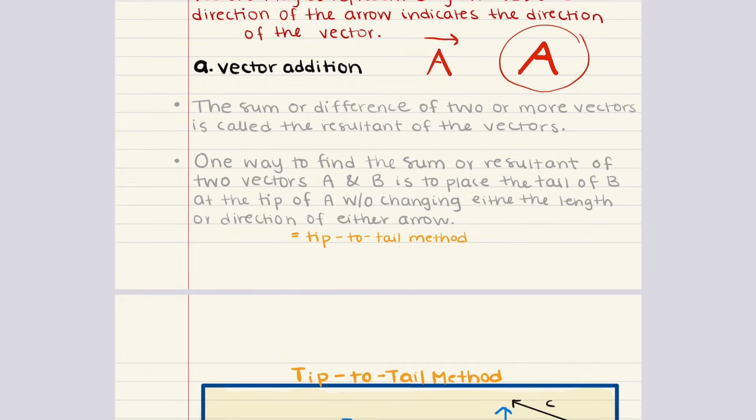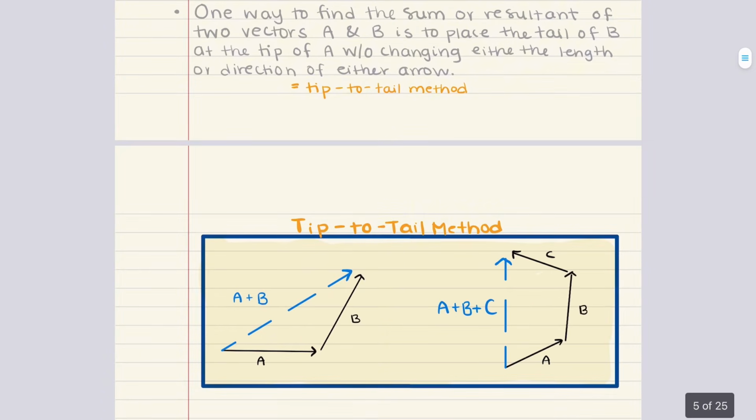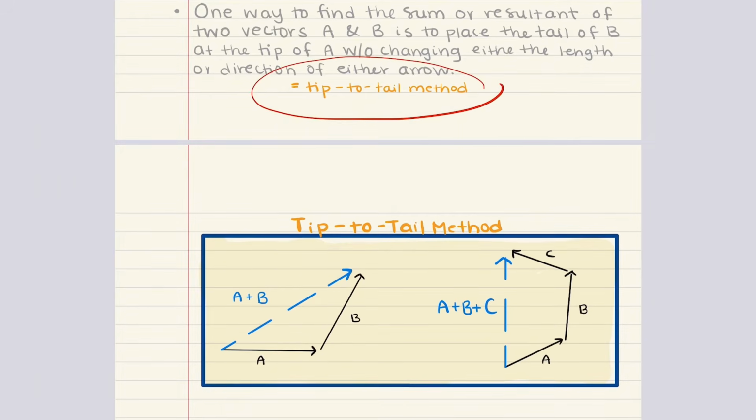The graphical method involves drawing vectors to scale and then using geometric principles to find the resultant vector. One common technique within the graphical method is the tip-to-tail method. The tip-to-tail method involves placing the tail of the second vector at the tip of the first vector. The resultant vector is then drawn from the tail of the first vector to the tip of the second vector. So the steps for carrying out this method is really simple. First, you want to draw out the first vector. Let's call it vector A.